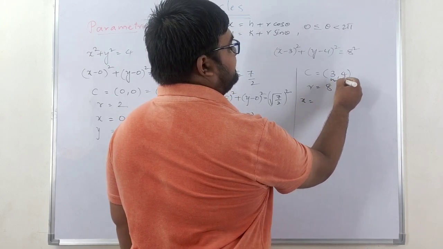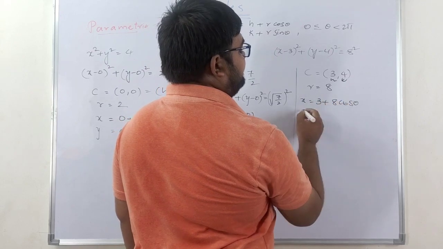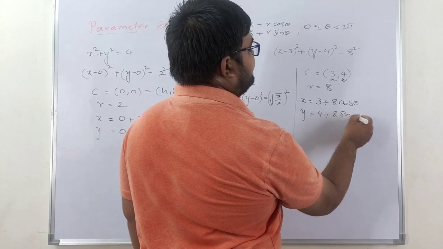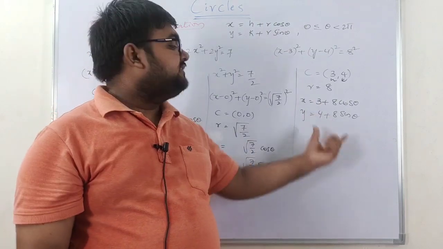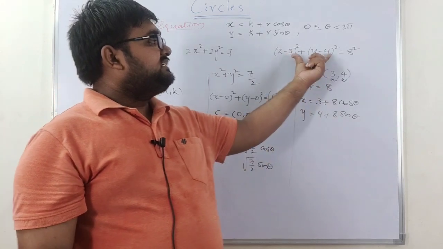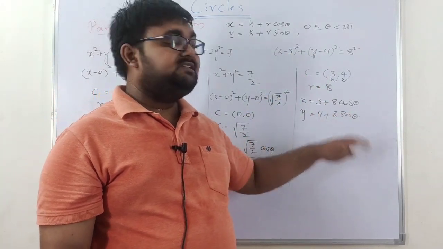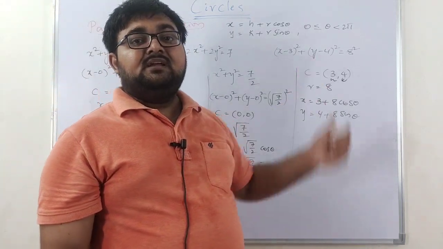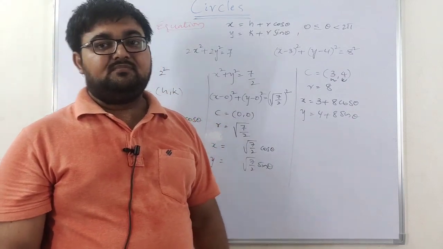So this is h, this is k. So x is equal to 3 plus 8 cos theta, y is equal to 4 plus 8 sin theta. If you square these two and add, then you are going to get the same equation. So x is equal to 3 plus 8 cos theta, y is equal to 4 plus 8 sin theta are nothing but the other form to represent this particular equation. That is what we call the parametric form, right?